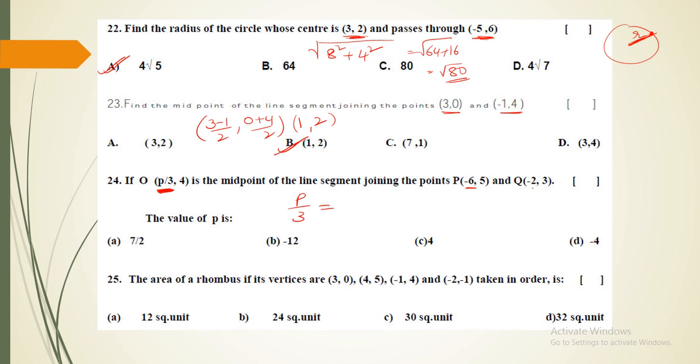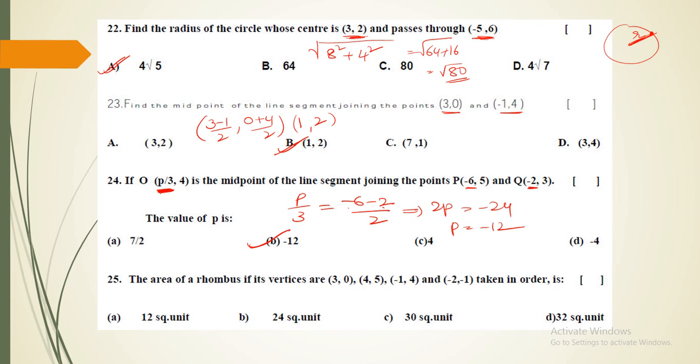So to find the x coordinate of the midpoint, we need to add minus 6 minus 2 by 2. Now I am doing cross multiplication. 2p is equal to minus 6 minus 2, which is minus 8, times 3 is minus 24. So from this p is equal to minus 12. So the answer is minus 12.